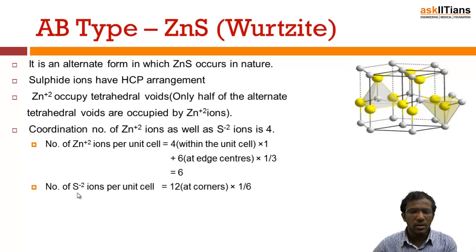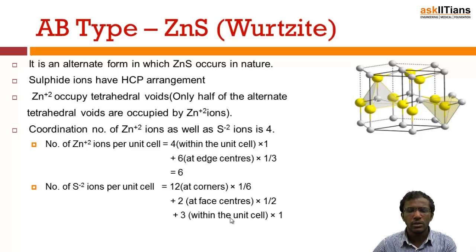And the number of sulfide ions occupying HCP: 12 at the corners, 2 at the face centers, and 3 which belong completely to the unit cell. If we calculate this value, it also comes out to be 6. So the only difference here is that the arrangement of sulfide ions is HCP rather than CCP, and there are 6 zinc sulfide formula units in a unit cell. Okay, so this is about the wurtzite structure, which is the alternative form of zinc sulfide.